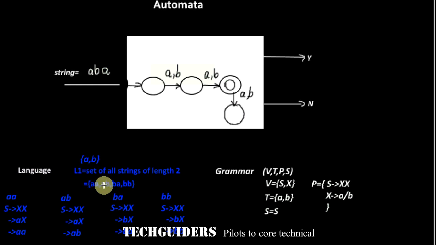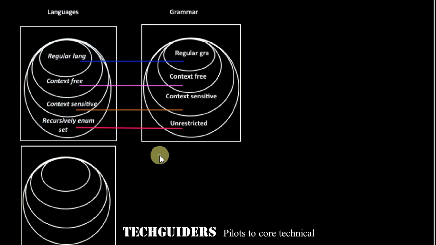Similarly, for every string of length 2, this automata will end up in this final state or accepting state. For every other string, it will end up in some other state. It means only the strings of length 2 are accepted by this automata. Hence, we can say this automata is an acceptor or recognizer for our language L1. Similarly, for every language, there is a corresponding automata which can accept the language.